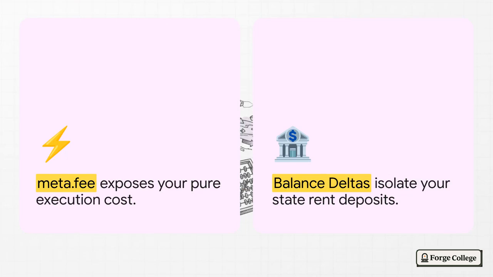What we do is compare the meta.fee against the balance deltas. Whenever you run a transaction, the metadata gives you meta.fee. That number is your pure, unadulterated execution cost, which includes base and priority fees. Now, to find the rent, you just subtract your post balances from your pre-balances. Comparing those pre- and post balances against that explicit metadata fee perfectly isolates the pure execution costs from the rent deposits. Trust me on this. Always, always separate these in your mind and in your code.